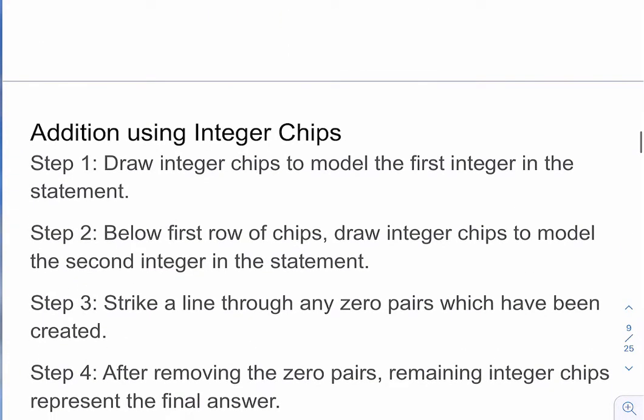So here are the rules for addition using integer chips. The very first one: draw the integer chips to model the first integer in the statement. Let's make a statement here. Let's say it's 3 plus 4. Now I know you already know the answer just by looking at it, but I'm going to show you a visual way using integer chips to show why 3 plus 4 equals 7. The first step says to draw the integer chips to model the first integer in the statement. So on my paper I would draw 3 positive chips. That's the first integer.